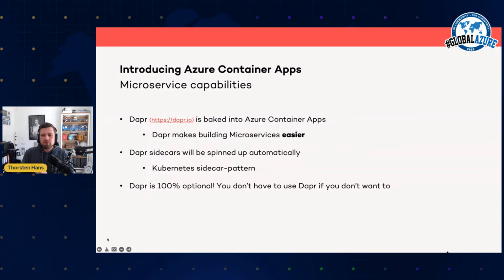Dapr. So Dapr is deployed into the underlying Kubernetes cluster. We can use Dapr to build our microservices, but we don't have to. It's 100% optional. If you use Dapr to build your microservices, then you don't have to care about running the sidecars or annotating your containers or anything, right? We just say, hey, we want Dapr, and we say, okay, these are our Dapr components, and everything else is managed by the service, so we don't have to care about it. Again, because it's really important, Dapr is 100% optional in Azure Container Apps.